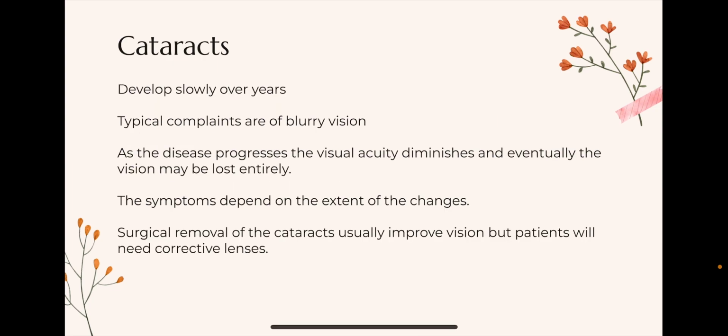These cataracts develop slowly over the years. Typical complaints are going to be blurry vision. As the disease progresses, the visual acuity diminishes, and eventually vision is almost completely lost. Symptoms depend on the extent of that opacity of the lens. We can surgically remove cataracts to improve that vision, but patients will have to wear glasses or corrective lenses for the rest of their life.